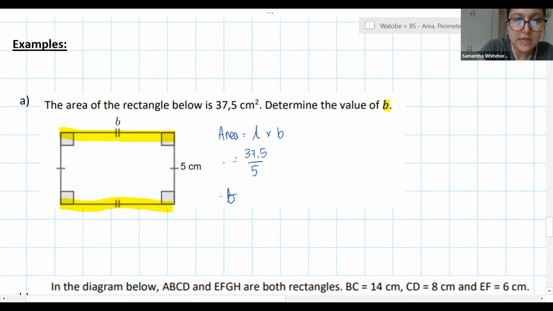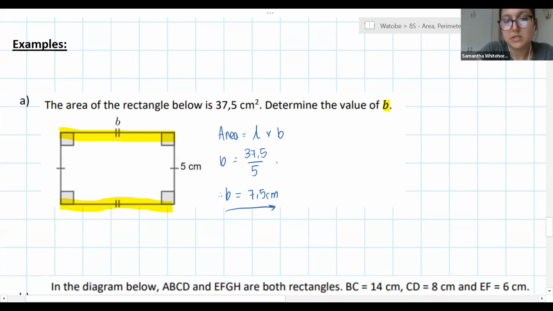Okay, so guys, area is equal to length times breadth. We know that the breadth is 5 centimeters. And so that means that we need to divide the area by 5. That then gives me 7.5 centimeters as my length.